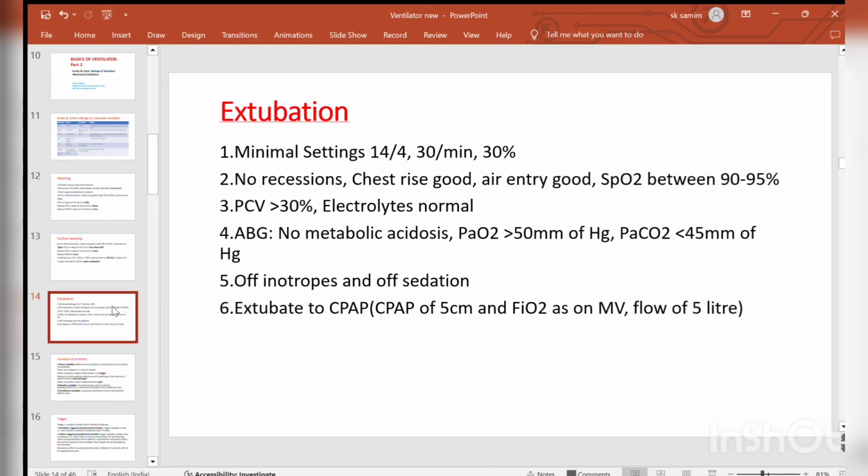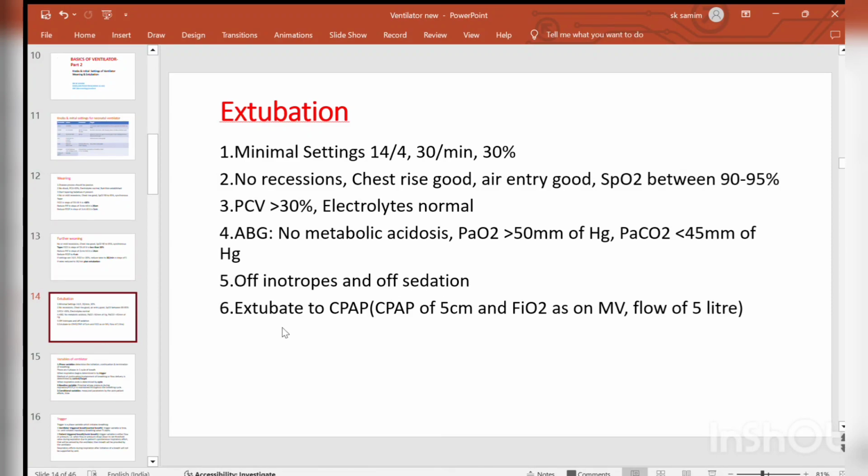Next, before doing extubation, we have to ensure these 6 factors. There should be minimal settings, that is PIP 14, PEEP 4, rate 30 per minute, FiO2 30%. No chest retraction, good chest rise, air entry good, SpO2 at least 90 to 95%, PCV more than 30%, electrolytes normal, and ABG showing no metabolic acidosis and no hypoxemia, that is PO2 more than 50 mm Hg, PaCO2 less than 45 mm of Hg, and off inotropes and off sedation.